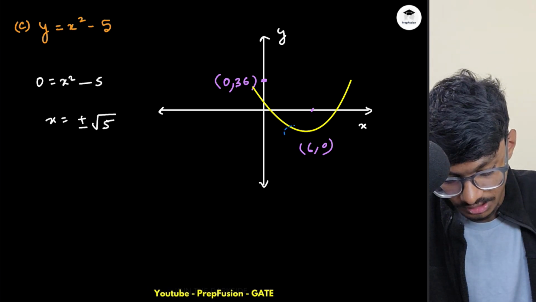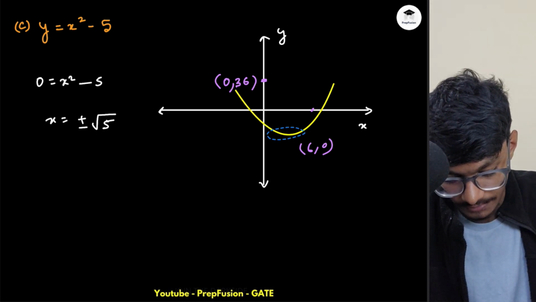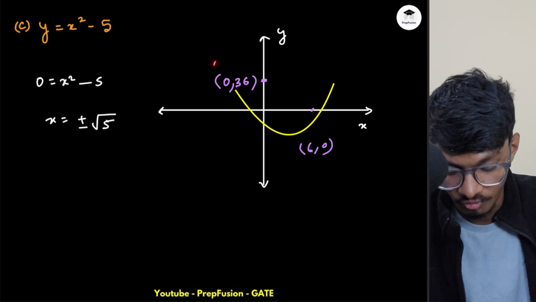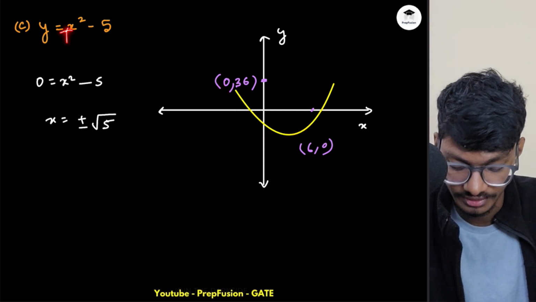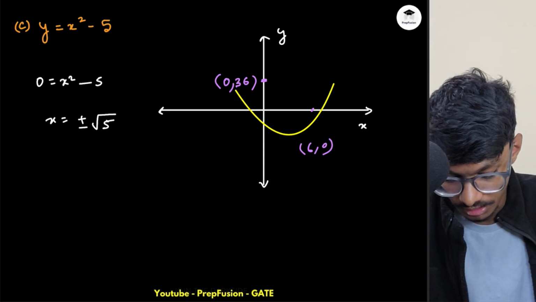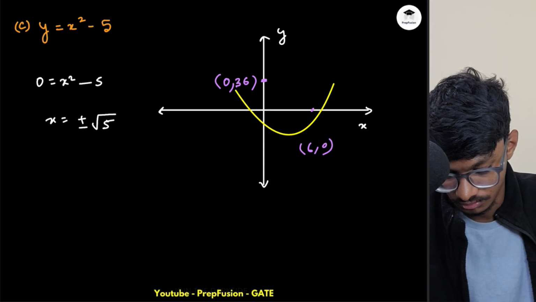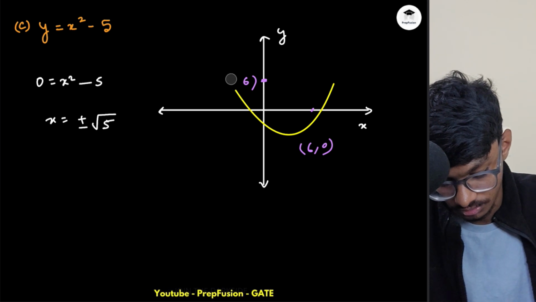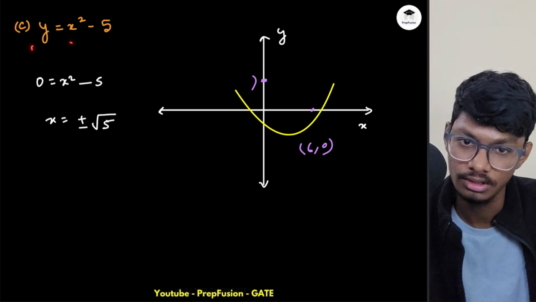So basically the graph will look something like this, and it is an upward curve because the coefficient of x square is positive. The coefficient of x square is positive. Okay, like the coefficients of x and y are both positive.